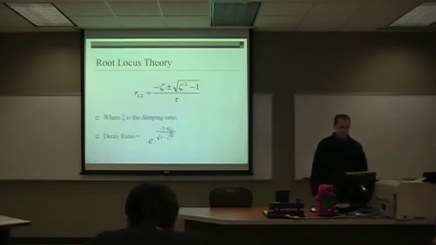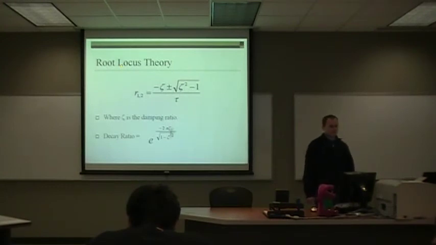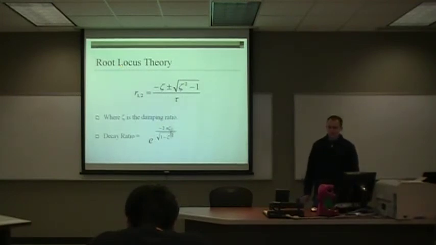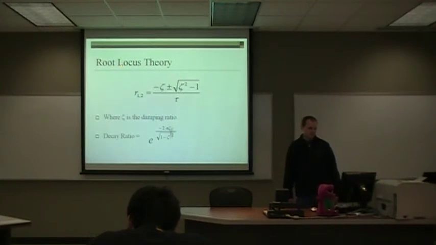This is the root locus theory. It shows that the roots 1 and 2 equal minus zeta plus or minus the square root of zeta squared minus 1, divided by tau. And the decay ratio is e to the minus 2 pi zeta divided by the square root of 1 minus zeta squared.